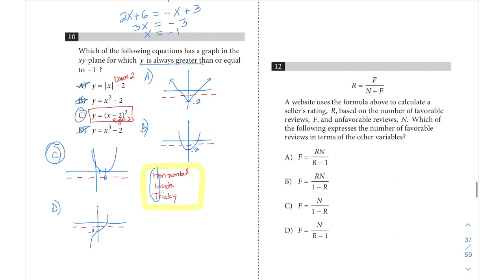But on this particular question for number 10, it's really important for us to really know those parent functions very well. You should know graphs for y equals x squared, y equals x cubed, and y equals absolute value of x. Those 4 are essential for test day success.